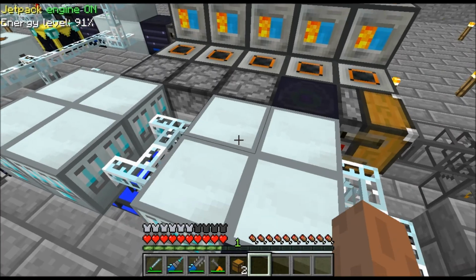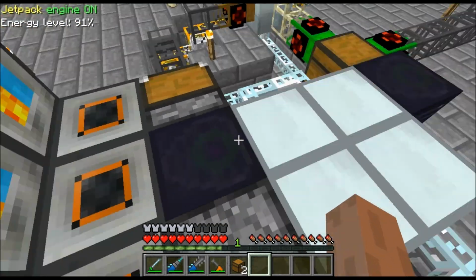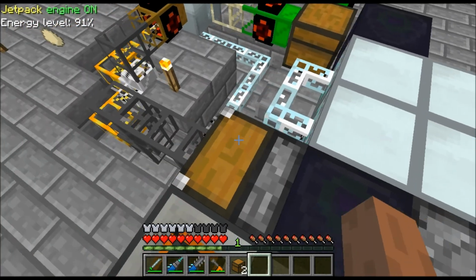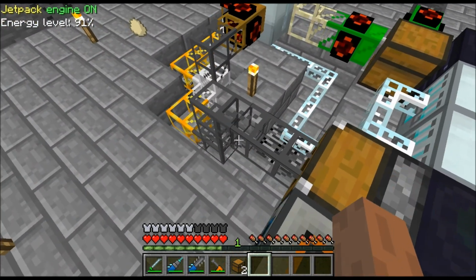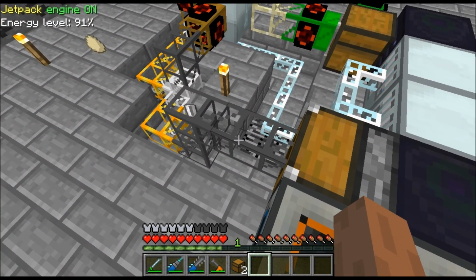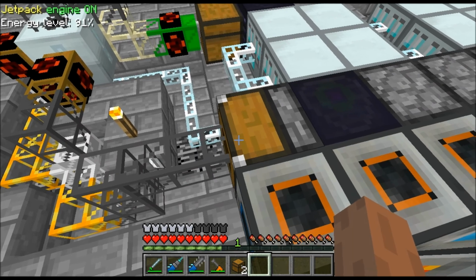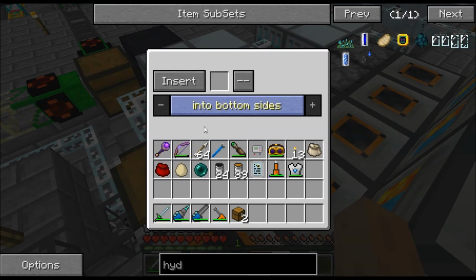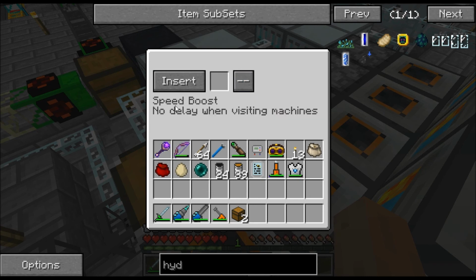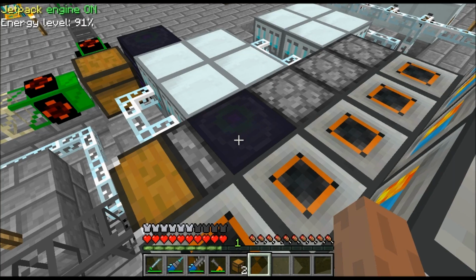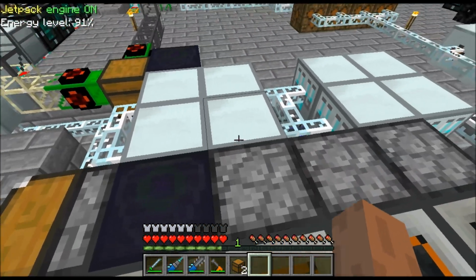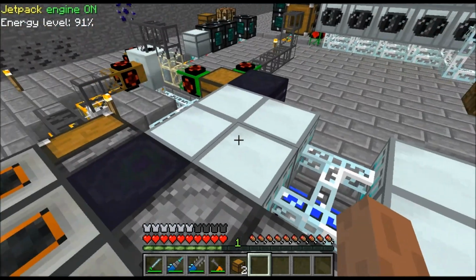And then in order to get the empty cells into the electrolyzers, I use a router. The empty cells come in from here and go into this relay. And then the relay acts as a buffer which keeps this router full. This router is set to insert into the bottom sides because GregTech machines require that empty cells go into the bottom of the electrolyzers. And then I have a speed boost.